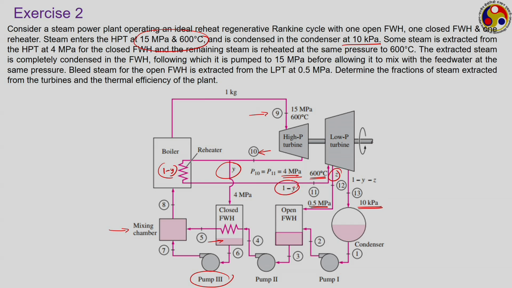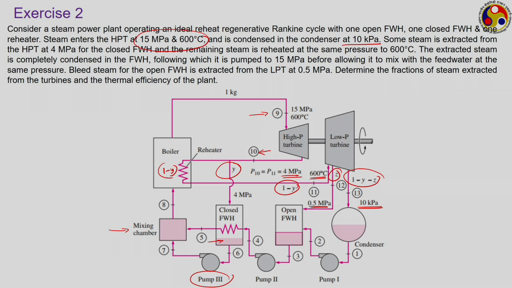So, initially the fraction was 1, which passes through the boiler and the high pressure turbine. Then we take y fraction out to supply to the closed feed water heater, and the remaining 1 minus y fraction goes to the low pressure turbine. From there z fraction we are taking for the open feed water heater, and 1 minus y minus z fraction completes the remainder of the expansion, and that is the same fraction that goes to the condenser.